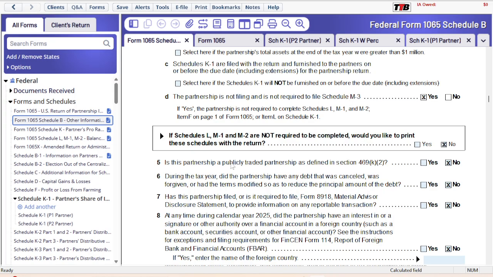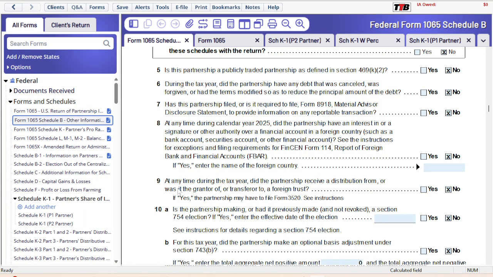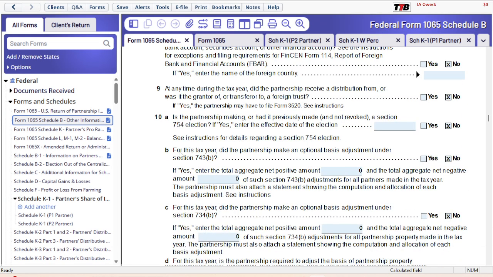So is this partnership publicly traded? No. During the tax year, did the partnership have any debts? No. Canceled? No. Has the partnership filed or is it required to file a 918? No. At any time during the year, did the partnership have an interest in or a signature on an account with a foreign country? No. At any time during the tax year, did the partnership receive a distribution from a foreign trust? The answer is no. Is the partnership making, or had it previously made or revoked an election? The answer is no. I'm not even reading it completely.